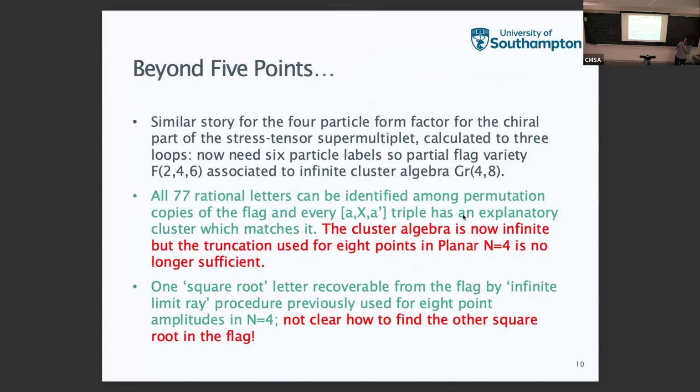So similar stories beyond 5 points. It also seems to work for 6 points. We can generate many symbol letters. Similar stories for certain form factors. All the rational letters can be generated. But there are some issues. For example, if you go to 6 points, the cluster algebra is infinite. It's not clear how we're now supposed to be truncating it. And it's also not clear how to recover some of the so-called square root letters.